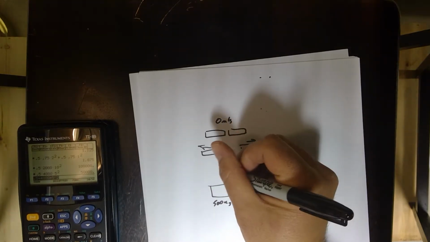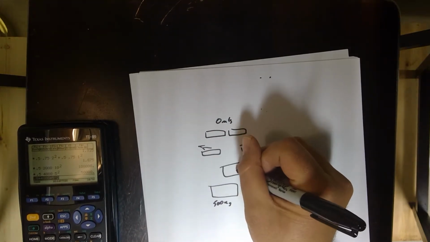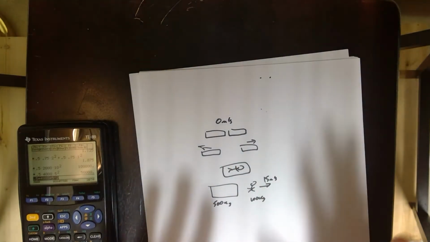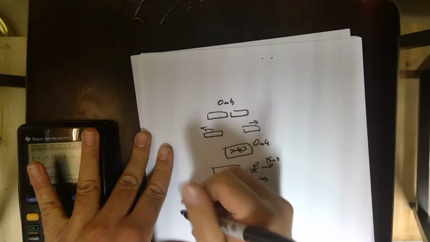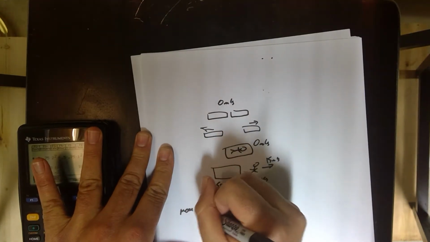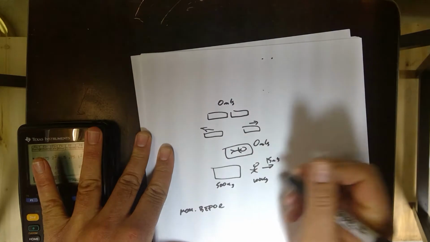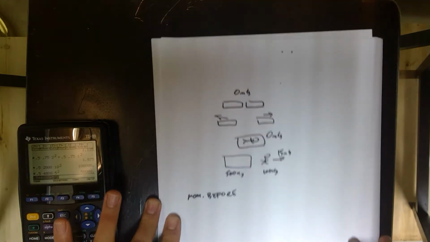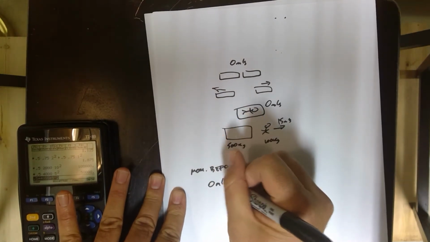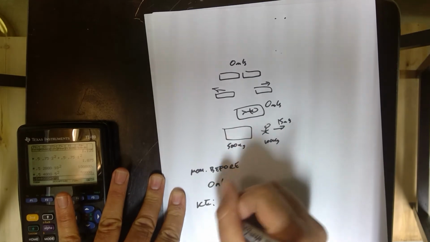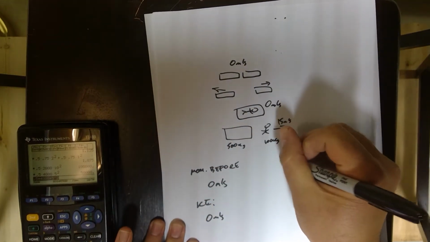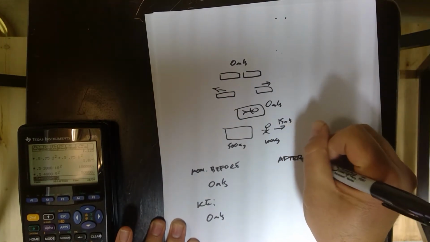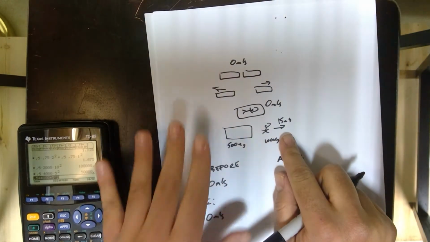Now you got to think about it. Initially, the cannon and the person inside the cannon are waiting to be fired. So they're both at 0 meters per second. So if you did the momentum before, nobody's moving, so it's 0. The kinetic energy, it's 0 as well. All right, there's nothing. After, that's a different story. He's moving that way, it's moving that way.